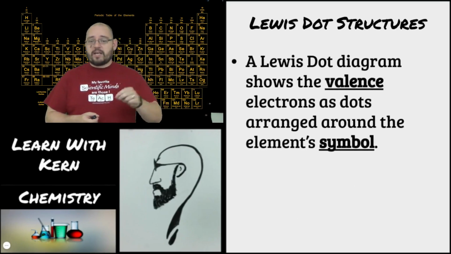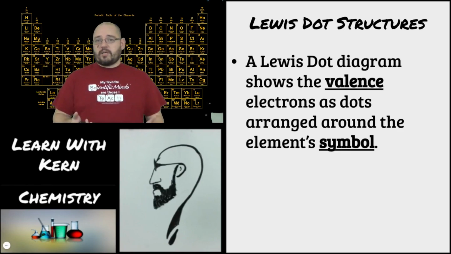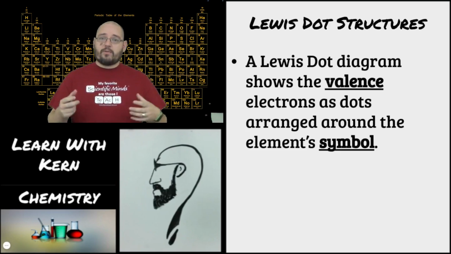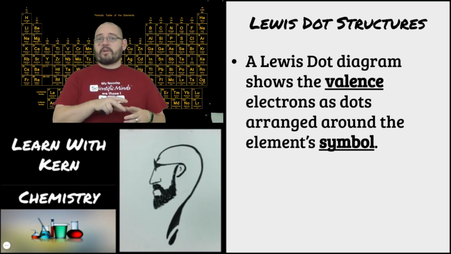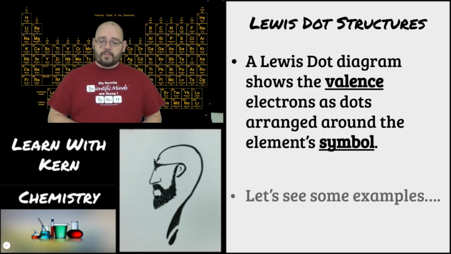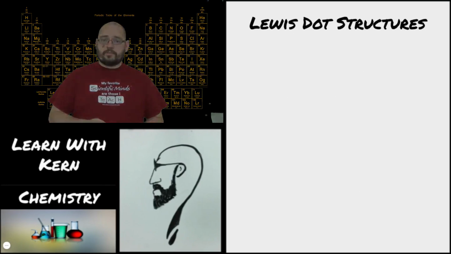All right, so a Lewis dot diagram shows these valence electrons as dots arranged around the element symbol. It's just a way of writing down the element and showing how many valence electrons it has. It's a really simple process, but you do need to be able to utilize this for elements, because when we start talking about chemical compounds and how those bonds form, these Lewis dot structures for elements are going to be very, very helpful in figuring out how they bond correctly whenever they create chemical bonds. So let's see some examples on how to draw Lewis dot diagrams or Lewis dot structures.